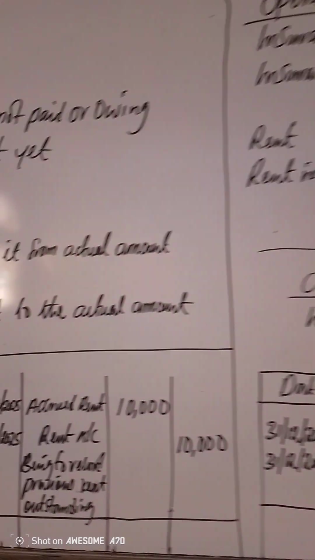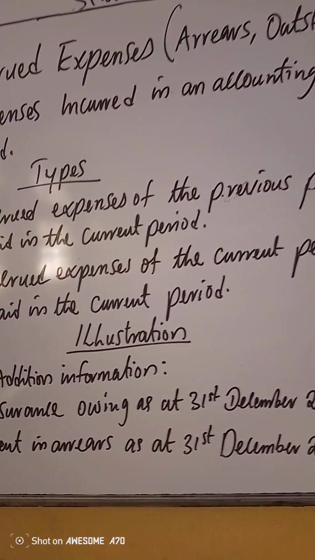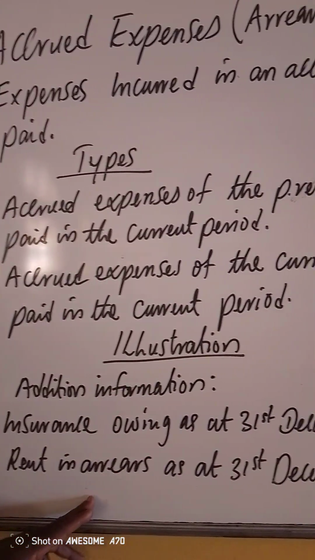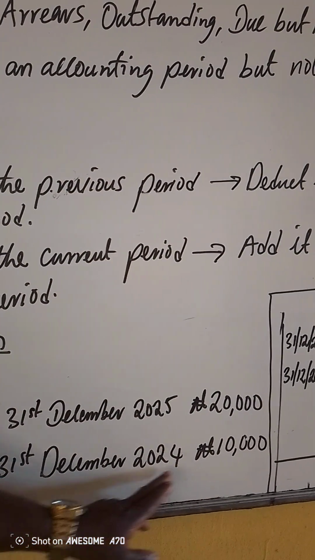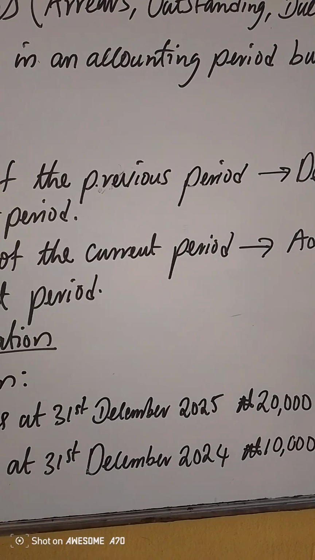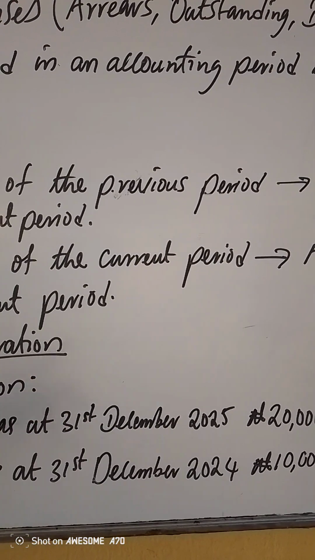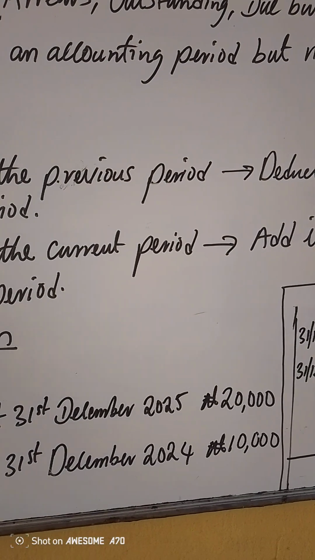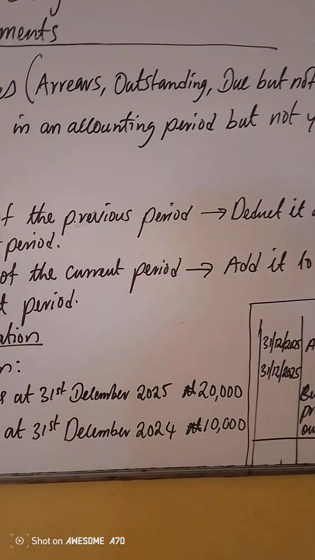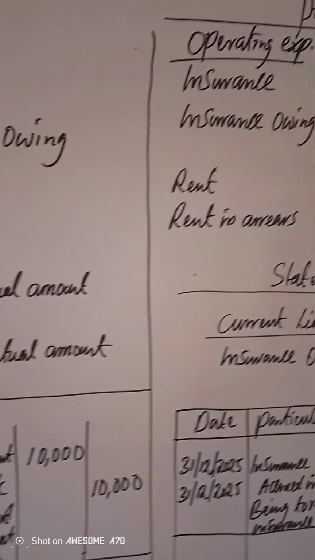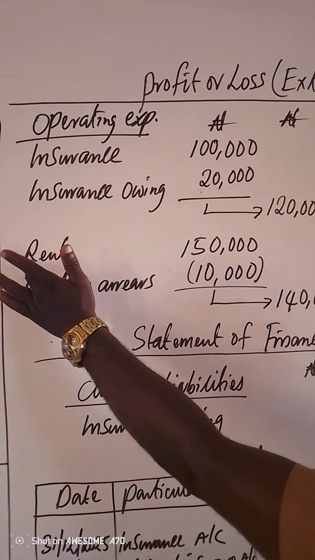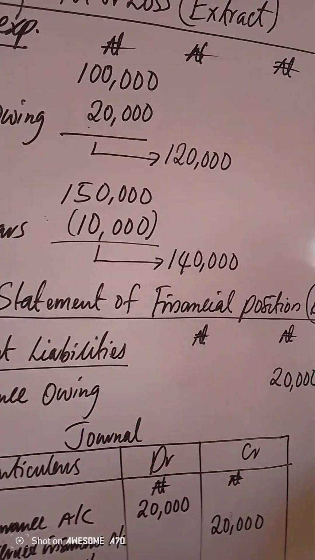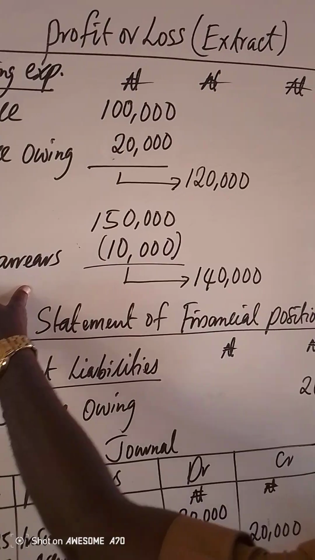Let's look at owing of the previous year, which most learners don't know exists, but it is there. Where we have rent in arrears as at 31st December 2024, 10,000. Mind you, I say that the current year in my illustration is 2025, and the rent in arrears as at the previous year, which is 2024, is not the current year. In this case, what do you do? You come to the statement of profit or loss. So the current rent paid was 150,000, while the rent in arrears is 10,000.